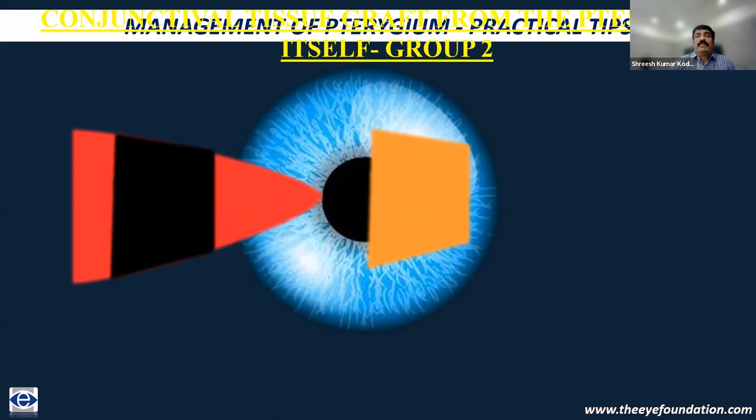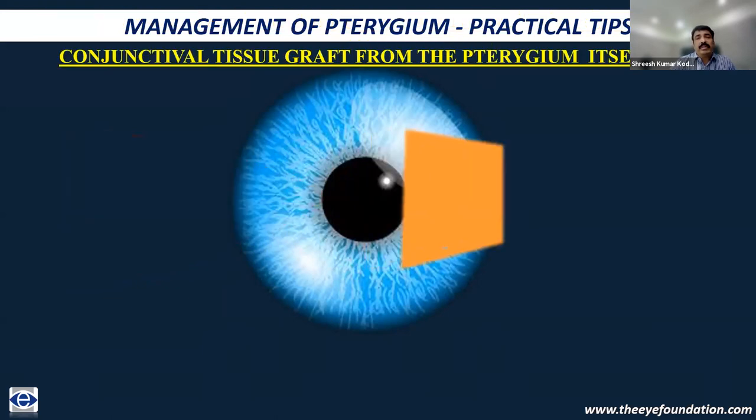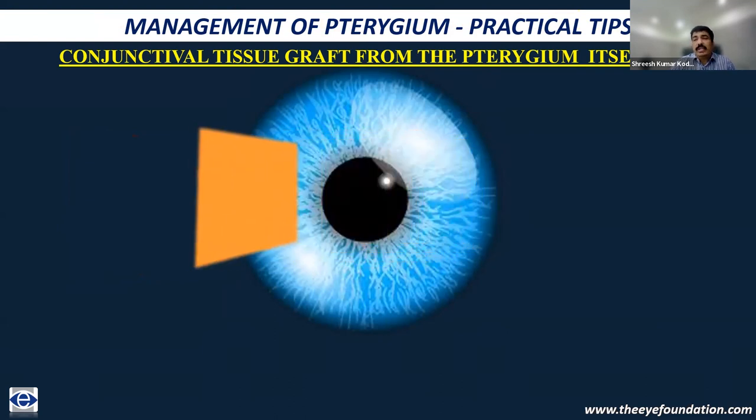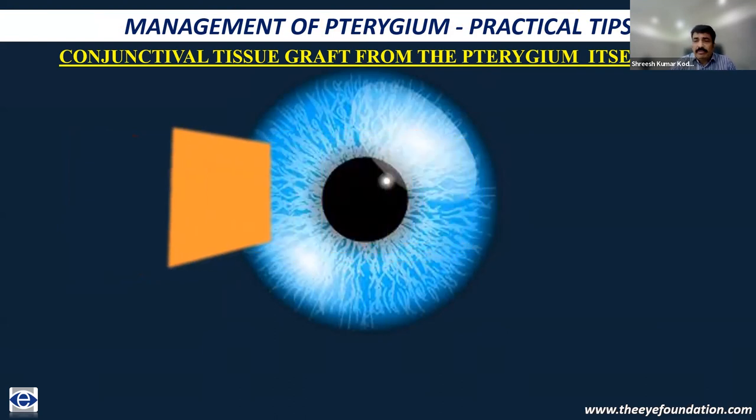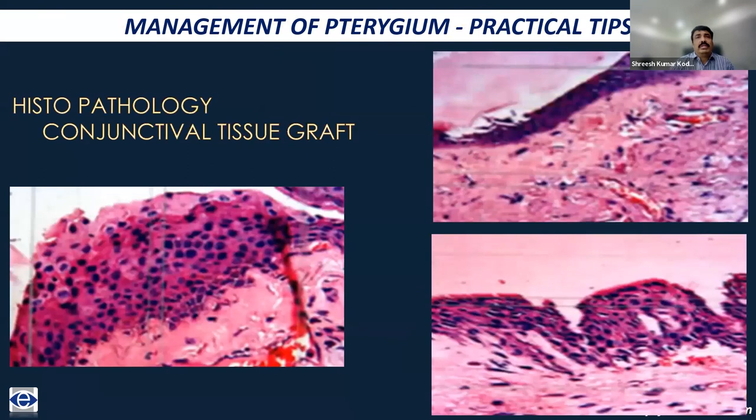Then remove all the fibrovascular tissue of the pterygium and place this conjunctival sheet, or epithelial sheet, from the pterygium itself on the base scleral bed and fix it. So the histopathological examination has been done on this conjunctival sheet on the pterygium.